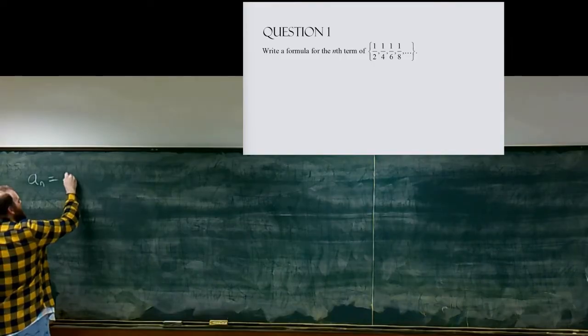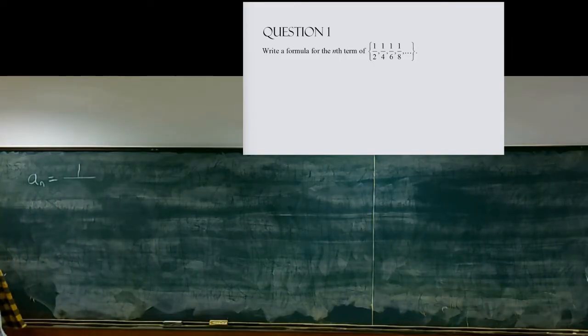So notice, every term's a fraction with 1 in the numerator. So there's a good place to start. What do you notice about the denominators? They're the even numbers, aren't they? How's an even number defined? You just said it, multiple of 2, which is what? What does it mean to be a multiple of 2?